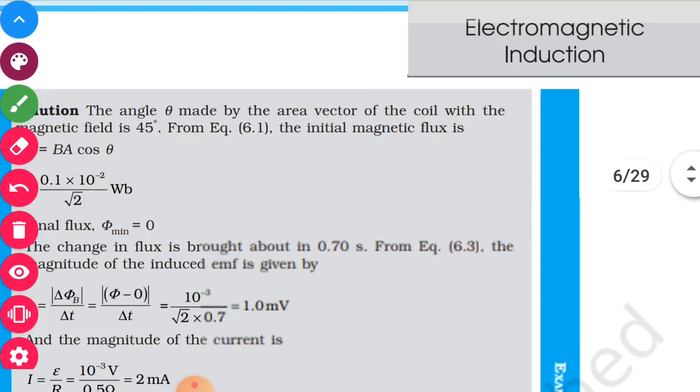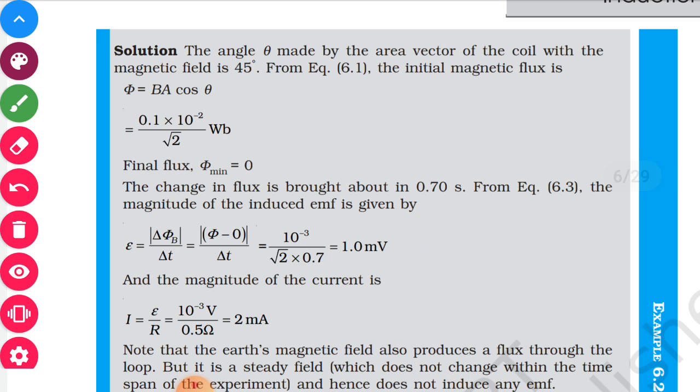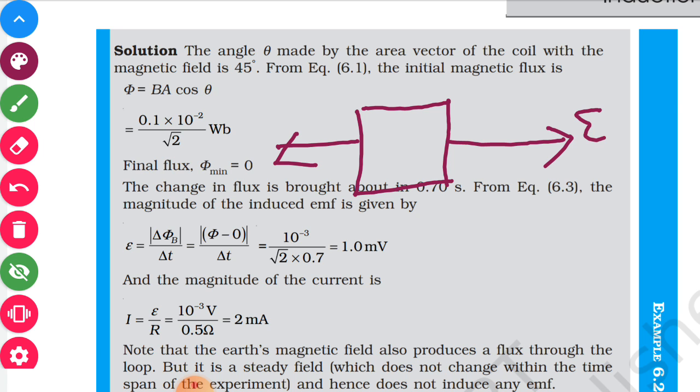Now see the flux, as there is an angle of 45 degrees with the plane, that is, the area vector of the plane which is kept. Say this is your east-west direction, and the magnetic field is in this direction, that is, in which direction? It is in the northeast direction. So this is north and this is south, so this direction is the northeast direction.